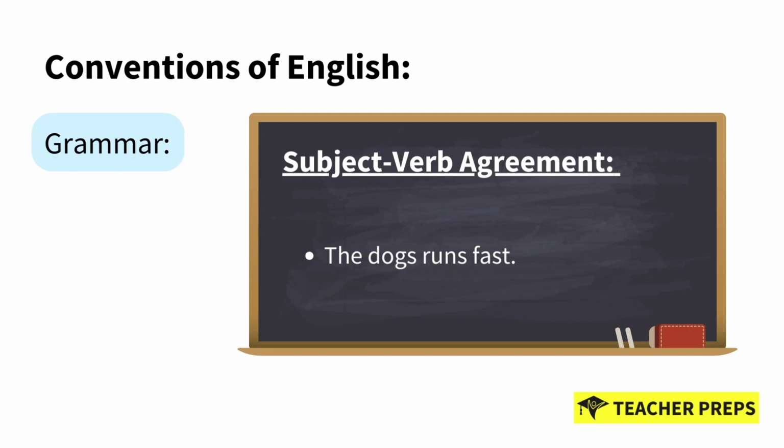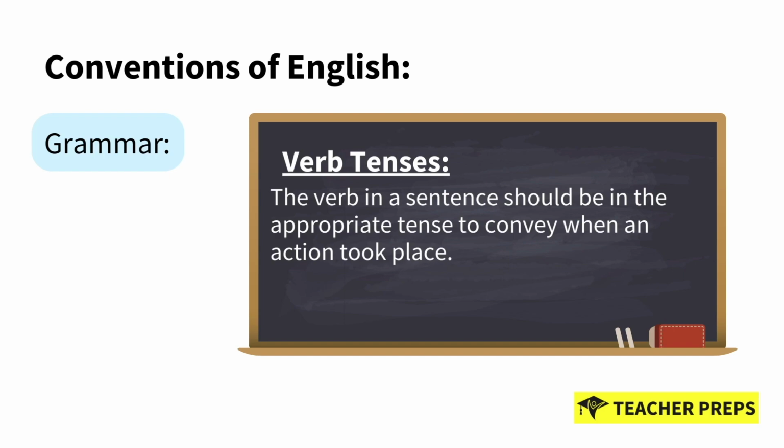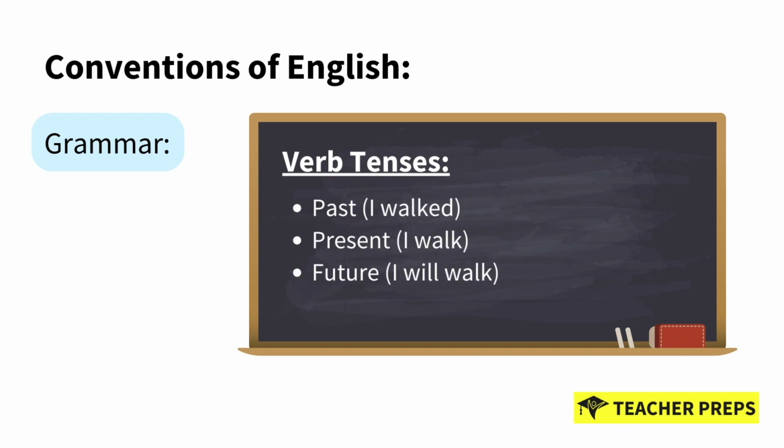Let's look at a couple of examples. The first is incorrect: The dogs runs fast. And the second is correct: The dogs run fast. So we can think about this and teach it to our students so they know the correct grammar usage. Now let's have a quick look at verb tenses, where the verb in a sentence should be in the appropriate tense to convey when an action took place. Some examples include I walked, I walk, I will walk. So we've got past, present, and future.